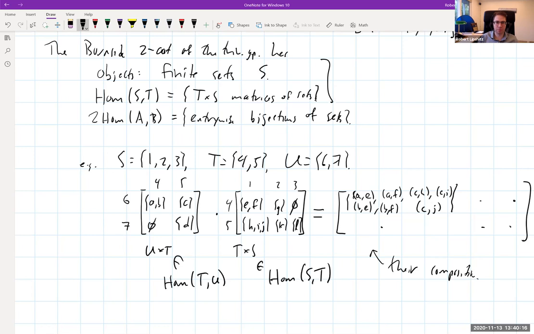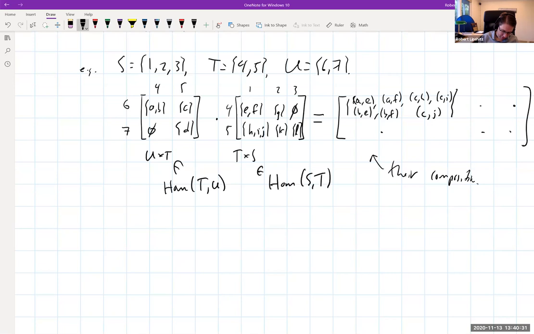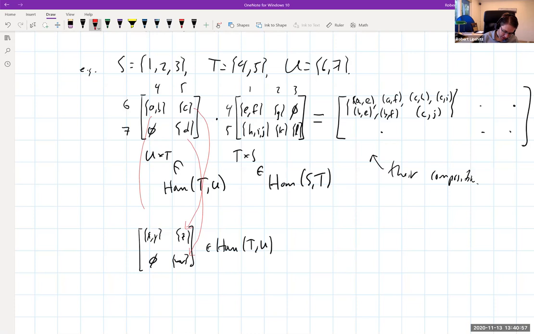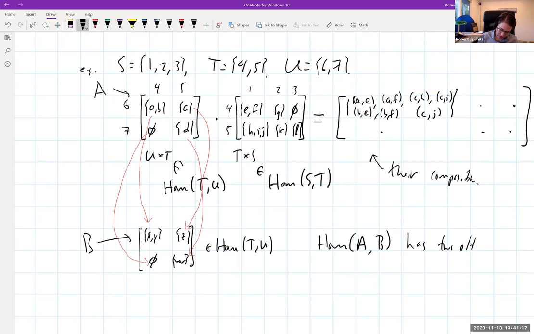So I claim to have given an example of the first two parts. The last one is just if I had, for example, another element of Hom from T to U. So here's another element in Hom of TU: X, Y, Z, empty set, W. Then a two-morphism between these is a bijection there, a bijection there, a bijection there, and a bijection there. If I call this element A and this element B, then Hom from A to B has two elements, because there are two choices of bijection in the top left, and everything else is the unique choice.